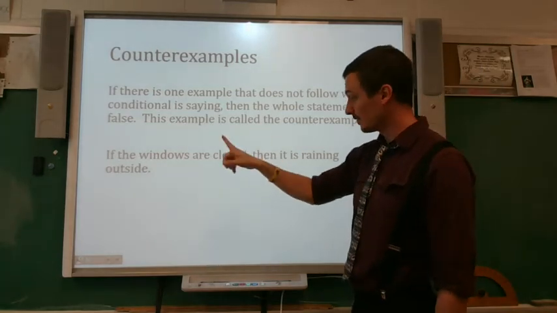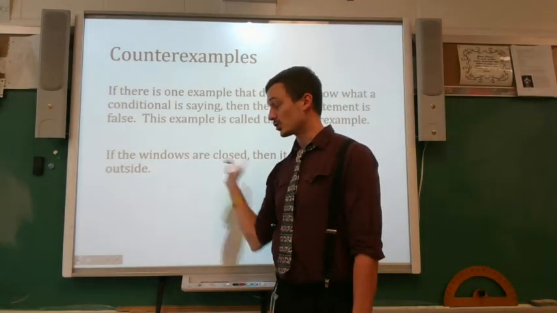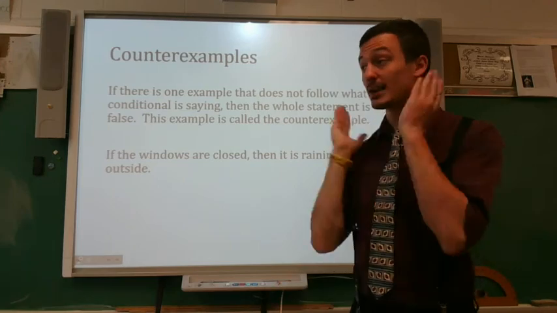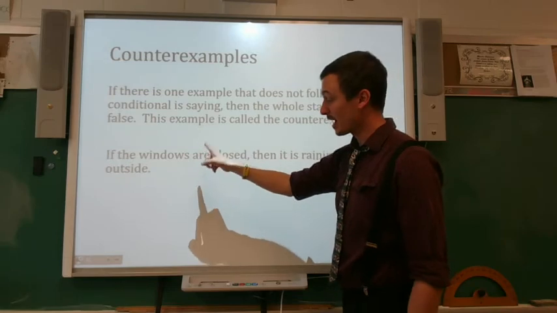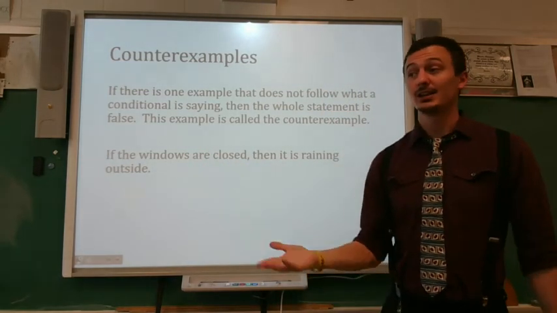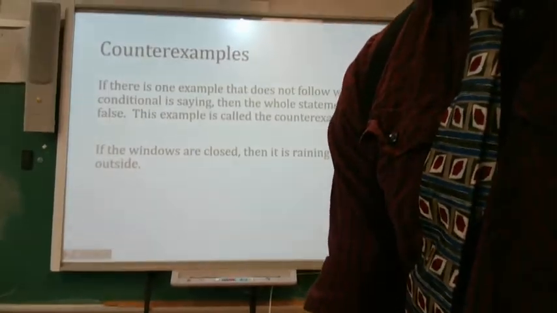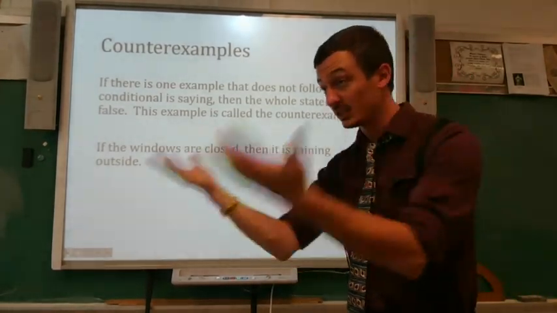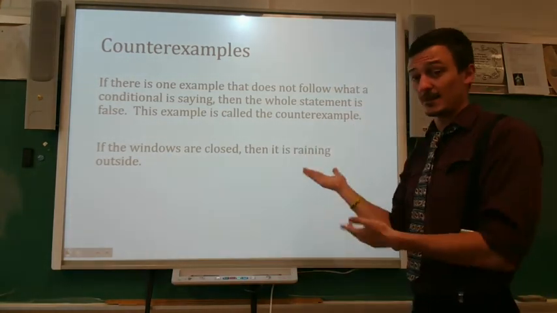So for instance, if the windows are closed, then it is raining outside. So my hypothesis is the windows are closed. Okay, that has to be true. And right now, my windows are closed. So the windows are closed, that is my hypothesis. My conclusion is it's raining outside. Well, it's not. It's actually kind of sunny. So that is my counterexample. So this is a false statement. My counterexample is it's sunny and the windows are closed.